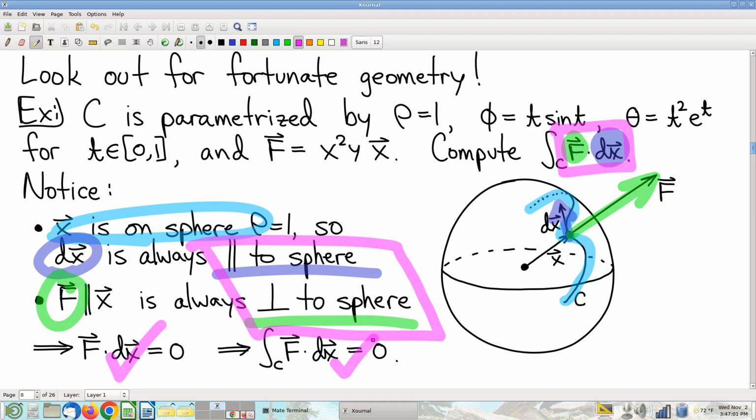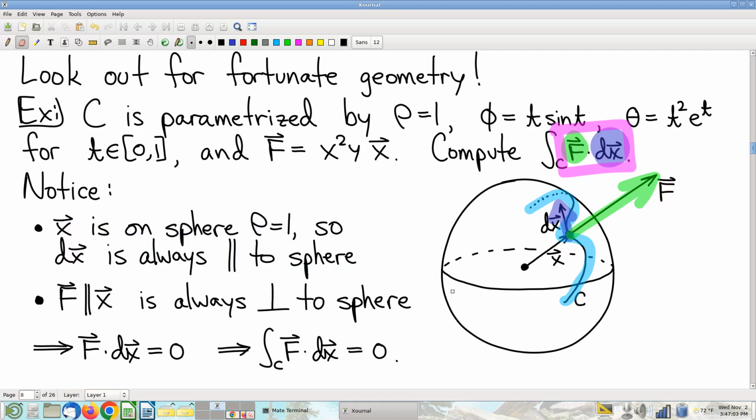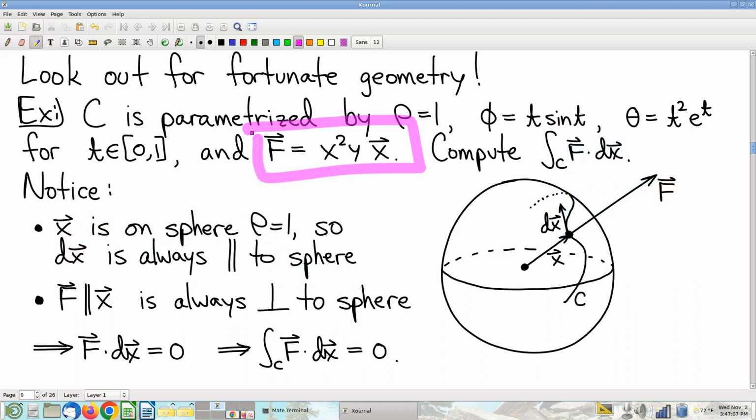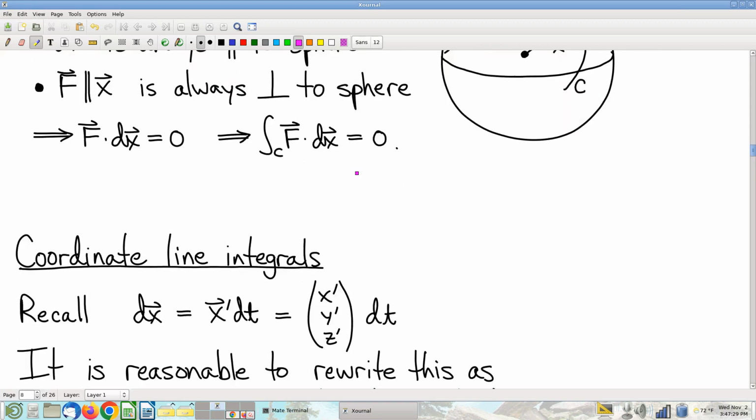Another tip-off, by the way, is this right here. The fact that our vector field is a scalar multiple of position. Wow, what are the odds? Right? That's a special kind of a vector field. And so something like that might be an eyebrow raiser and make you think, do I have any obvious good fortune here? Okay. All right.